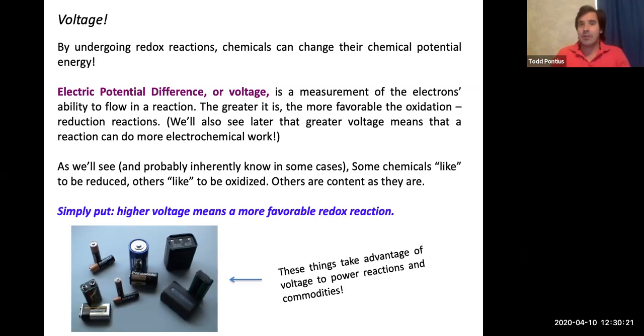If we compare together something that wants to get rid of electrons with something that wants to gain electrons, then we get a very favorable reaction. And if we happen to pair those with a wire between them, then we get current and electricity. So down here, we have a whole slew of different types of batteries. These take advantage of this whole idea of free energy.